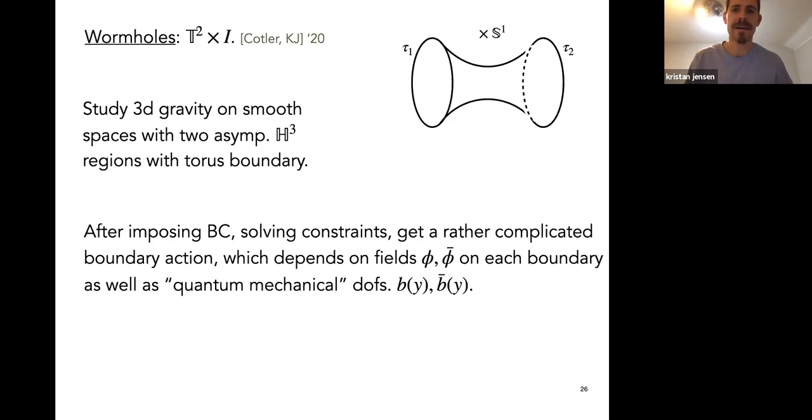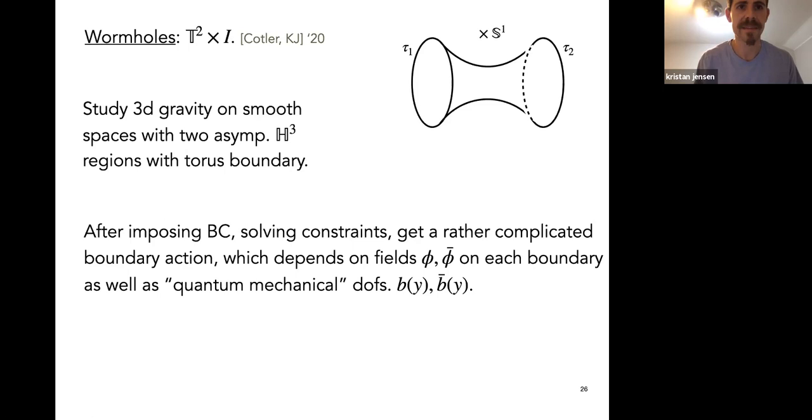The field content that one finds from this is a little tricky. There are two independent degrees of freedom on each boundary, called phi and phi bar. They can depend anywhere on the boundary tori. And then there's some extra, I don't know what else to call them, quantum mechanical degrees of freedom that depend on Euclidean time, but not on space. In Chern-Simons, they would have the interpretation of indexing the holonomy of the Chern-Simons gauge fields around the spatial circle. Those things would be functions of time, but not space.